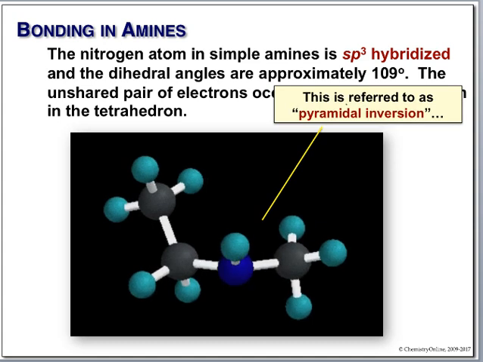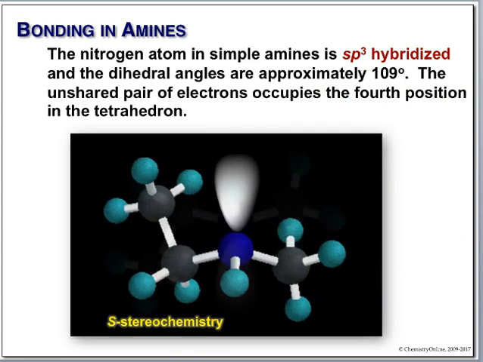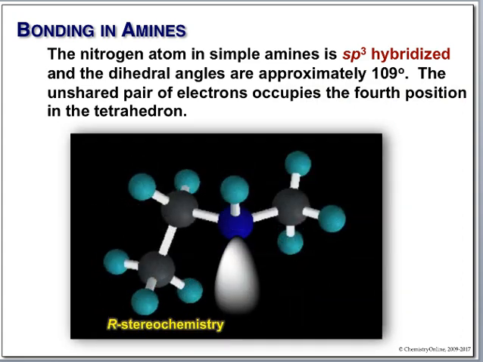Pyramidal inversion. This would be the S stereoisomer. And when we invert, we would have the R stereoisomer. You cannot isolate isomers of nitrogen compounds at room temperature because they invert so quickly, 10 to the 6 times per second.